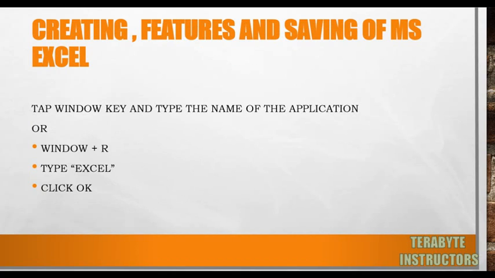Now let's look at how to open your Microsoft Excel. It is the same procedure you use to open every other application. When you hit the Windows key, you type the name of the application, and you click on OK. You can also use your keyboard to open Microsoft Excel by holding down the Windows key and R, then you type the word Excel, then you click on OK.